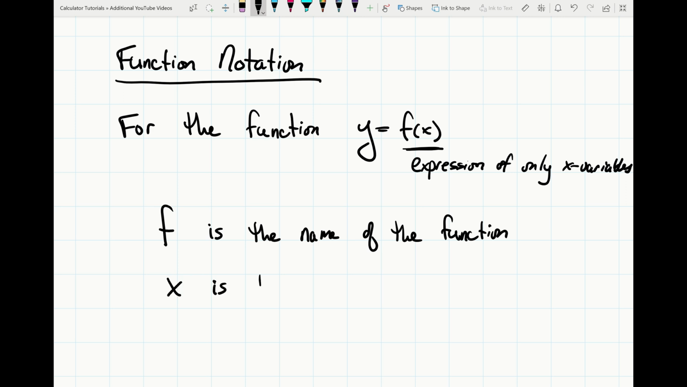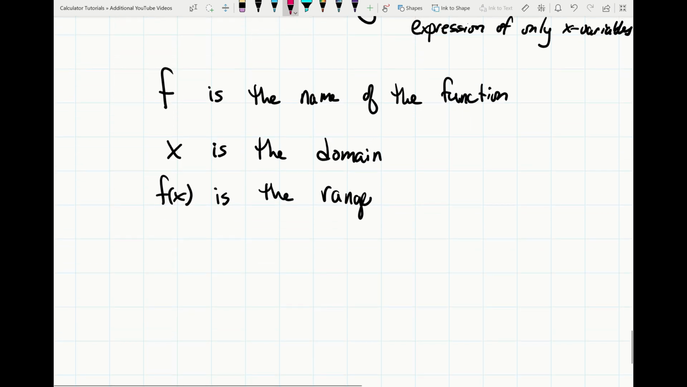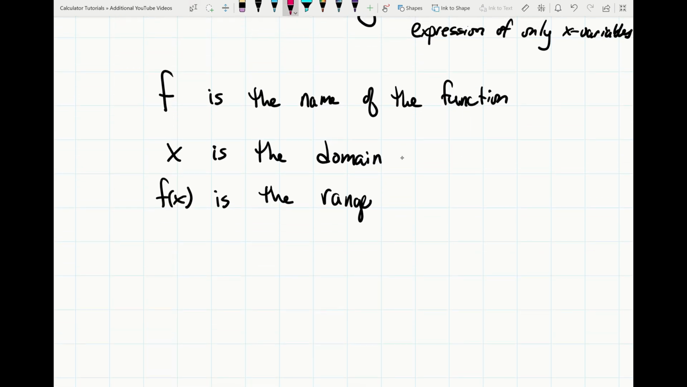X is in the domain. And then f of x is going to be our range. Now, sometimes we do refer to the domain values and the range values as these words right here, and you may have heard them before.